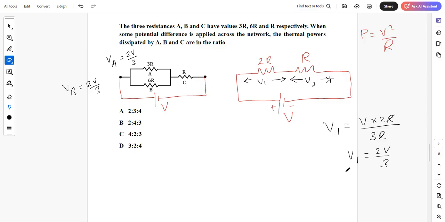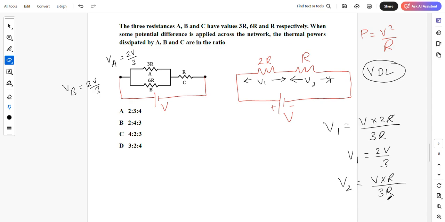Okay, how much will V2 be? V2 is equal to total voltage. We are using the voltage divider law to calculate V1 and V2. Total voltage V into that resistor, where you are calculating the potential difference V2, that is R, divided by the sum of the resistances, which is 3R.